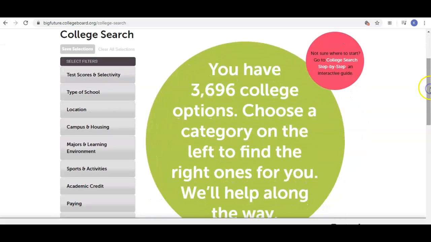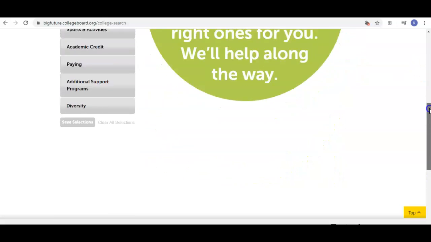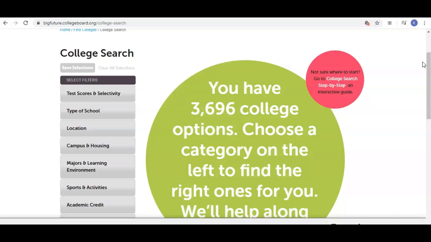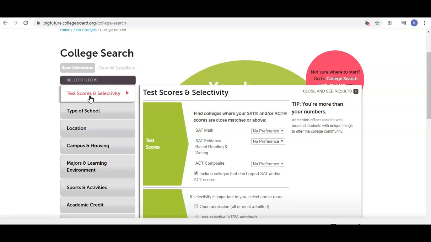On the left-hand side where it says college search, these are all the different filters. All of you are going to have different things that are important for you right now. Some of you have more specifics in terms of what you're looking for in a college, and some of you still have no idea. So let's go through some of these. First, test scores and selectivity. You should have gotten your SAT scores back. If you want to look at schools based on that, you can.